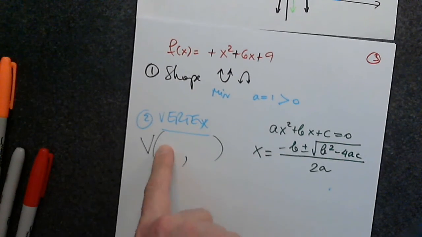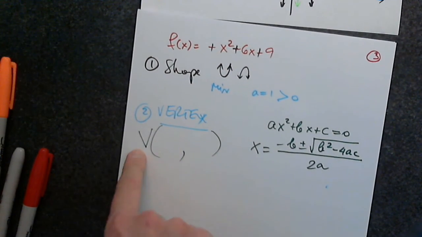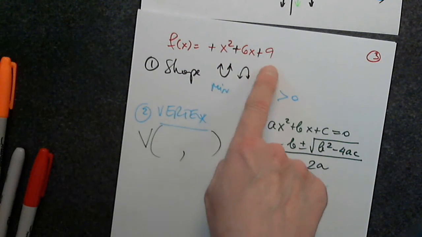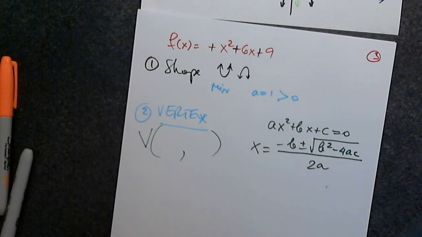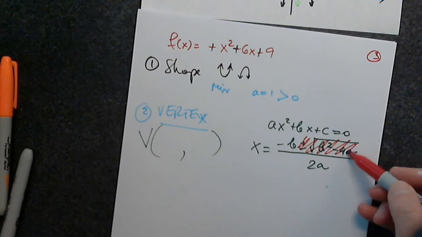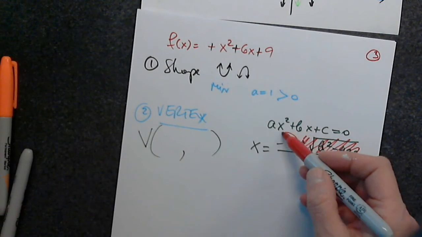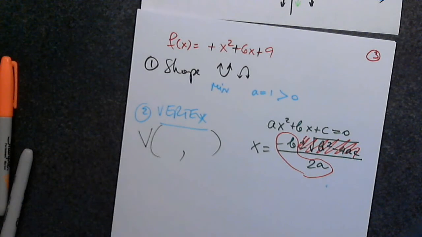Why? Because the x-coordinate of the vertex for such a shape, for such a version of the quadratic formula, is this. So I'm hoping that by connecting these two topics and the fact that you remember the quadratic formula, you should be able to remember the x-coordinate of the vertex, negative b over 2a.